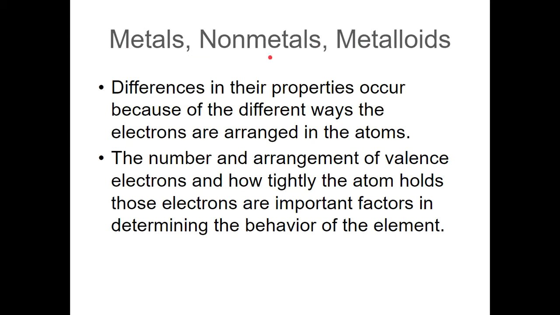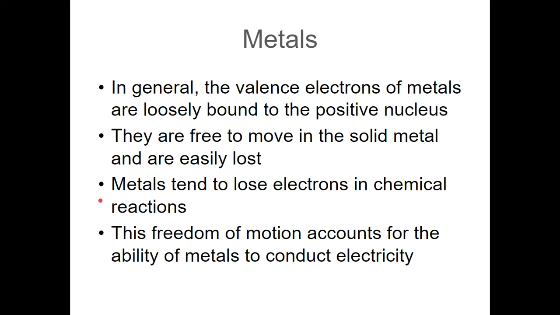Metals, nonmetals, and metalloids: differences in their properties occur because of the different ways that electrons are arranged in the atoms. So that's why there's differences in the properties. It's the number and arrangement of the valence electrons, and how tightly the atom holds those electrons, that are important factors in determining the behavior of the element.